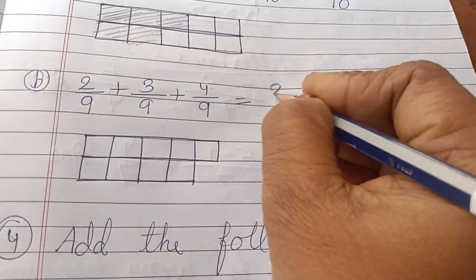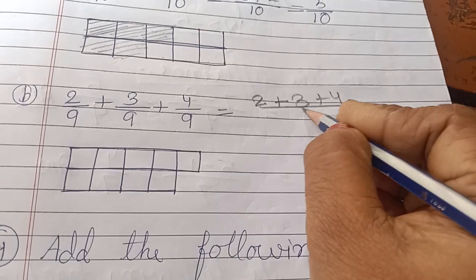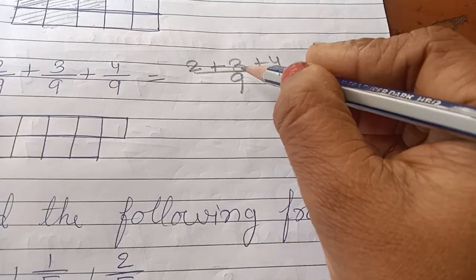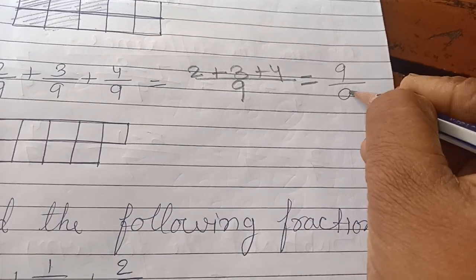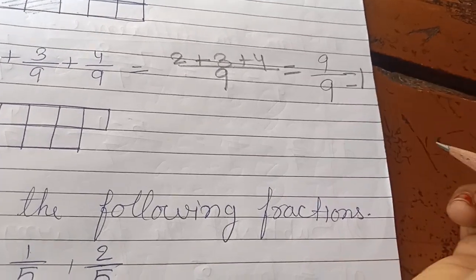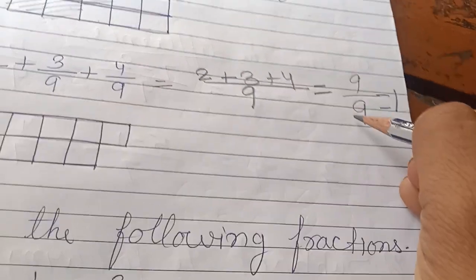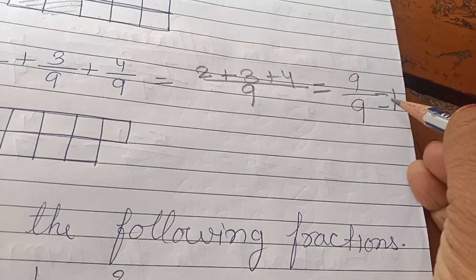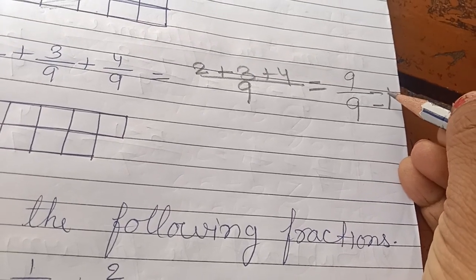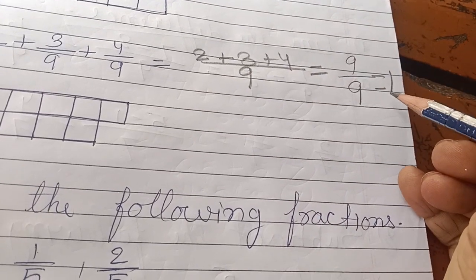On adding, we will add only numerators since these are like fractions, and denominator will retain as it is. And on adding the numerators, we will get here 9 upon 9. Okay, 9 upon 9 which will be equal to 1. I told you in regular classes, if we get numerator and denominator same, then its value will be equal to 1. Let us see how it will be 1. Now let us see how its value will finally be 1.